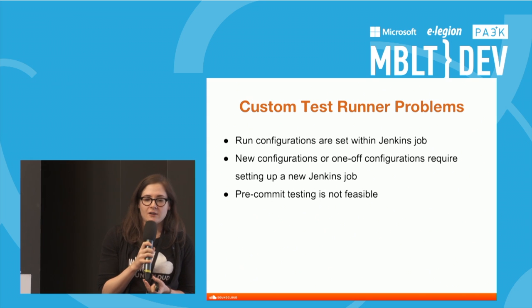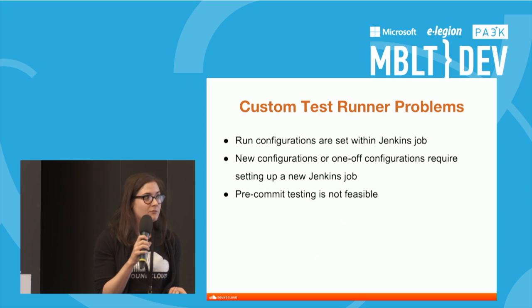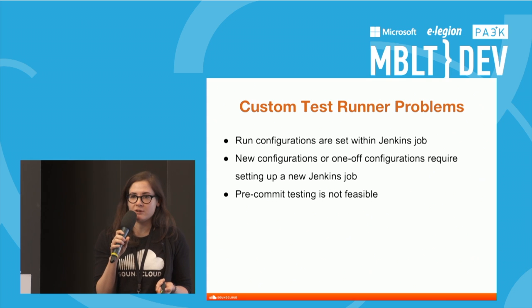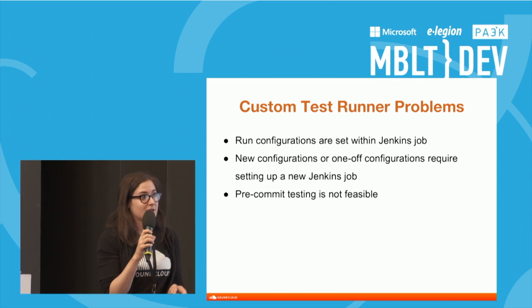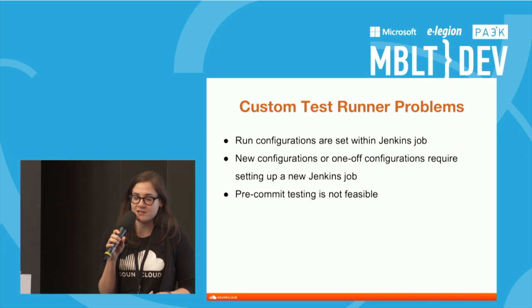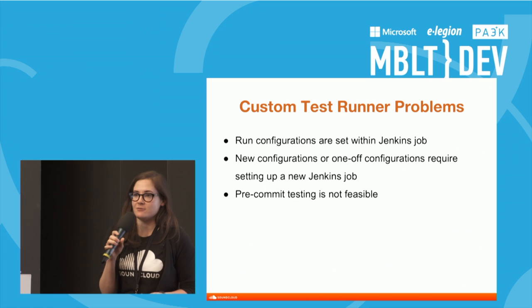In addition to that, all of the run configurations are set within Jenkins jobs. So anytime you want to start a new configuration, you have to create a new Jenkins job, which, I mean, developers already have enough things to worry about, so they're not going to go play around on Jenkins and make a new job just for a one-off test that they want to run, which basically means that pre-commit testing isn't really feasible.